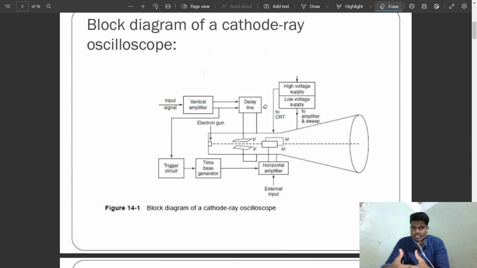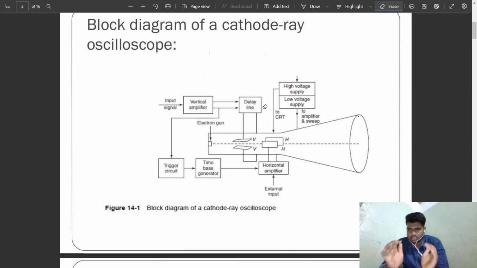Okay, what do we do? Vertical amplifier, delay line, from the delay line charge to the vertical plate so that the electron beam from the gun is vertically amplified. Okay, vertically amplified, and a portion of it goes to the trigger circuit, to the time-base generator, to the horizontal amplifier, so that the horizontal plates are charged and the electron beam is pulled so that the waveform is adjusted.